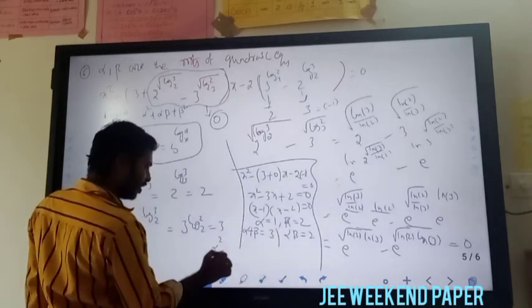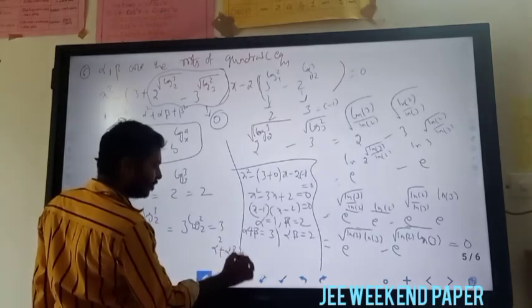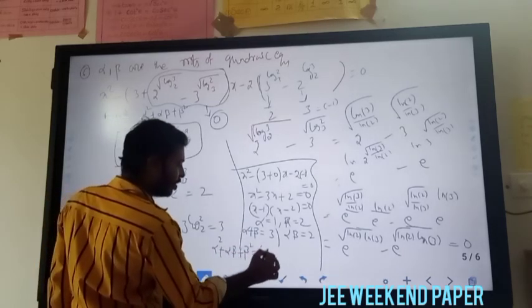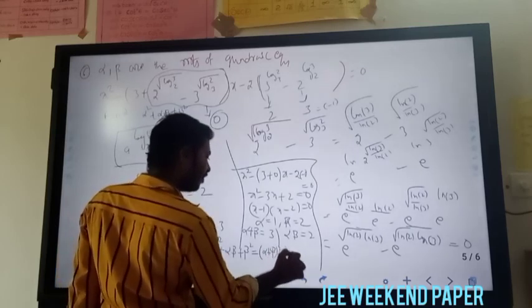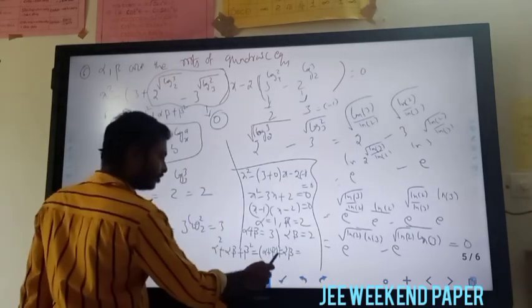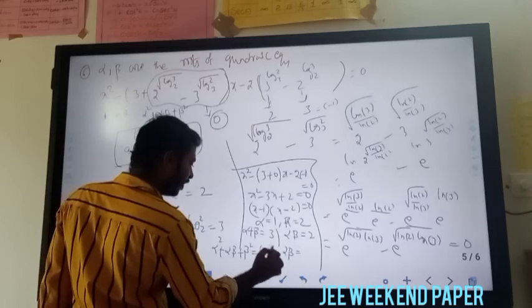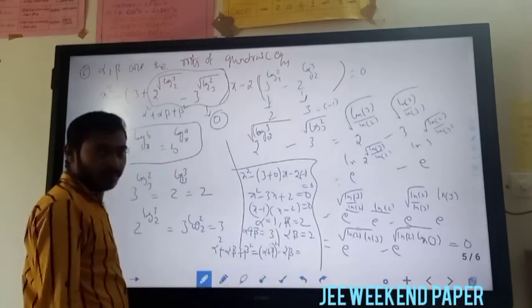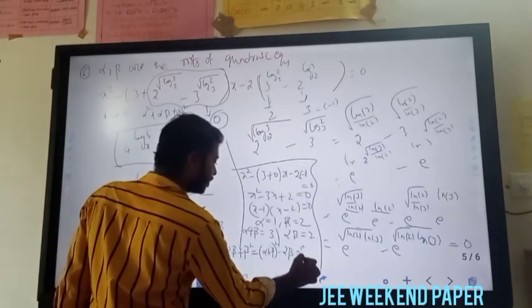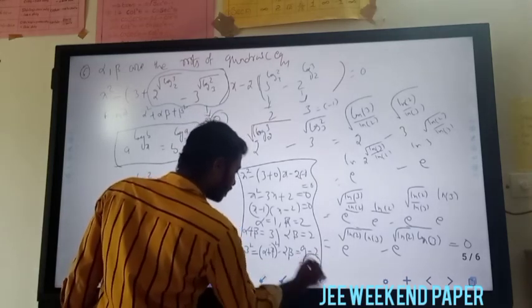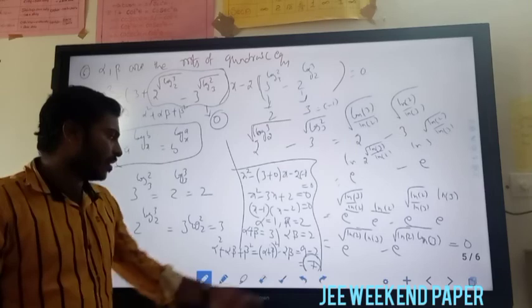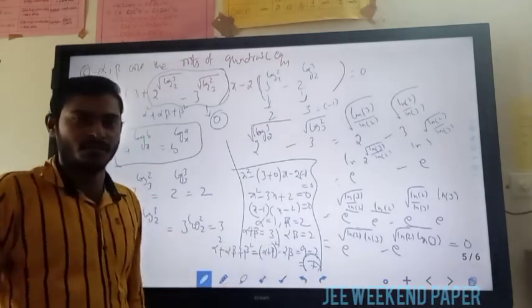So when we get alpha square plus alpha into beta plus beta square, it equals alpha plus beta whole square minus alpha into beta. So 3 square is 9. So 9 minus 2 is equal to 7. So that is the required answer. Okay.